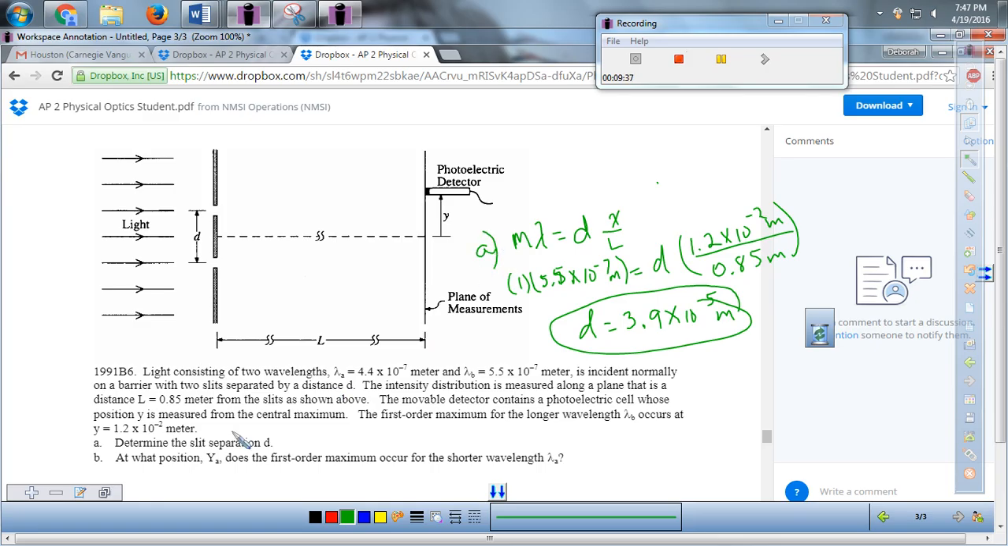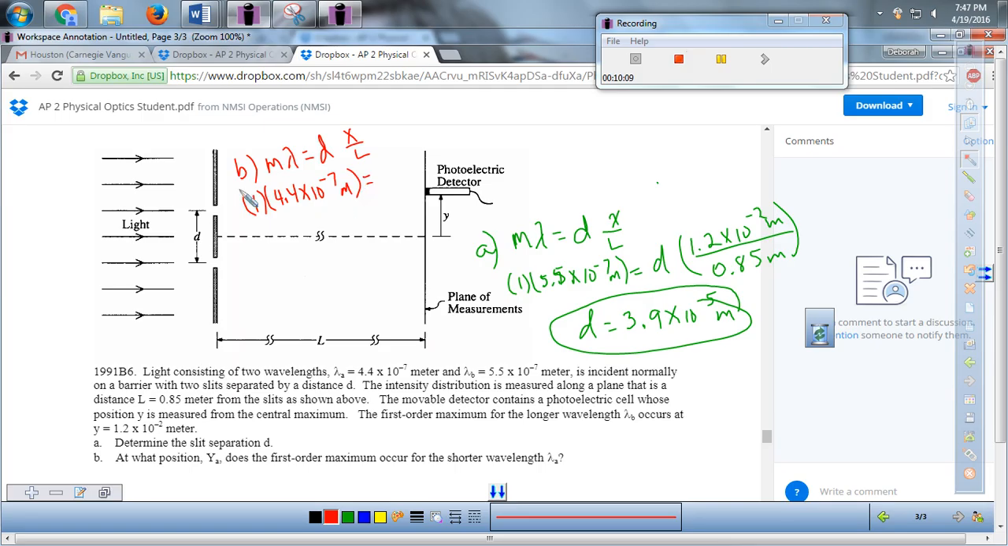Part B says, at what position y A does the first order maximum occur for the shorter wavelength? All right, well, let's do part B. So I said, well, part B, I still have m lambda equal to d x over L. And this time I'm looking for x. They want to know what this is going to be when I use the shorter wavelength. So it's still constructive interference. Lambda this time is 4.4 times 10 to the minus 7th meters.